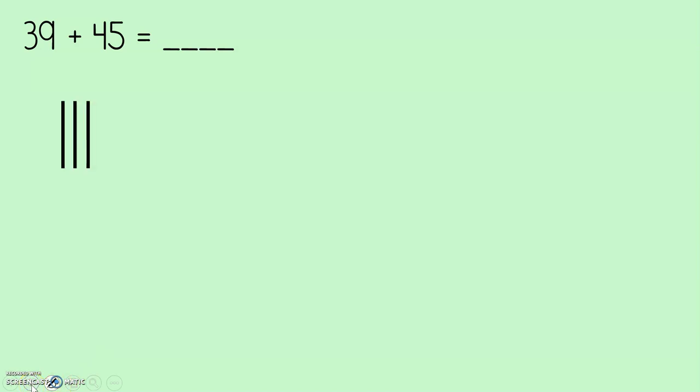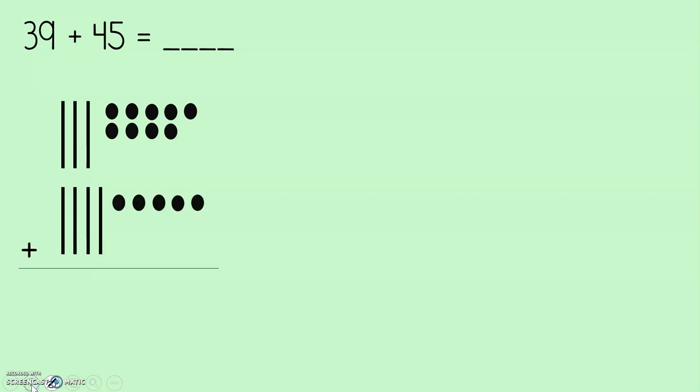So we have 3 tens, 9 ones, plus 4 tens, and 5 ones. Draw your picture to match. What we will do next is we want to add the ones. So I see here that I have 5 ones and 5 more ones. Now I chose to add the two fives together because I know that two fives make a 10. So now I've made another 10. Now I see 4 ones. So I'm going to draw my 4 ones down below.